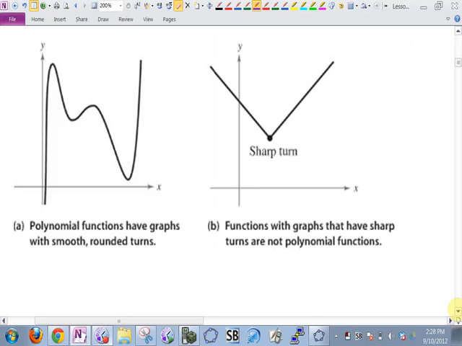All of that will make more sense next year in calculus. All you've got to realize is polynomials cannot have sharp turns. They cannot. You see a graph with a sharp turn, not a polynomial. And absolute values are not the only types of graphs that have sharp turns.